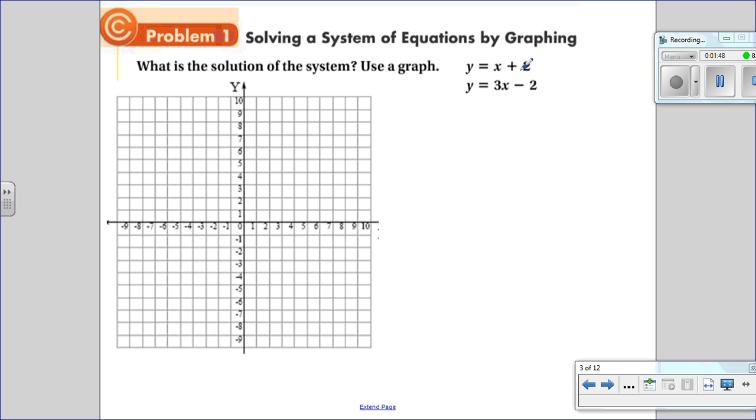So the first one has a y-intercept of 2. So I'm going to put a point right there. And the slope is 1, so that's 1 over 1, up 1 over 1, up 1 over 1. Okay. And our line will look like this.